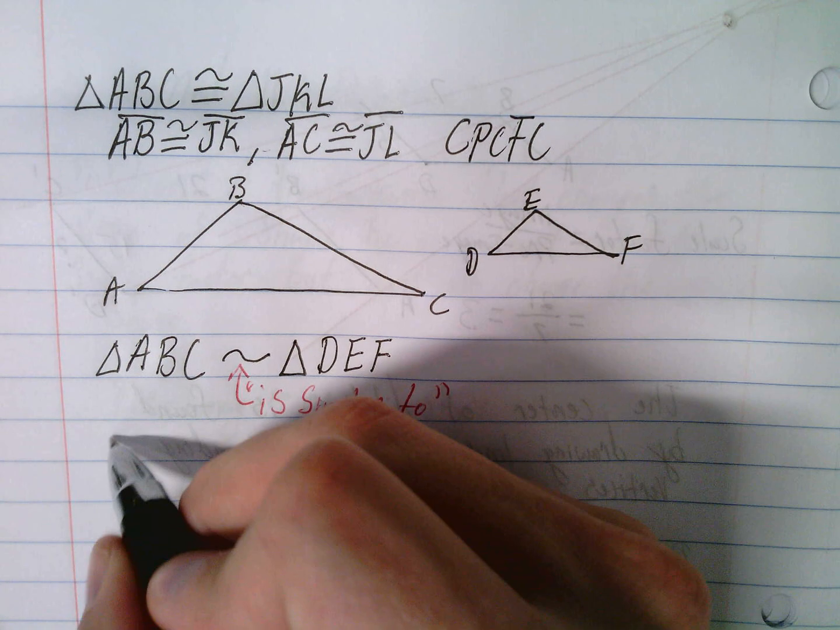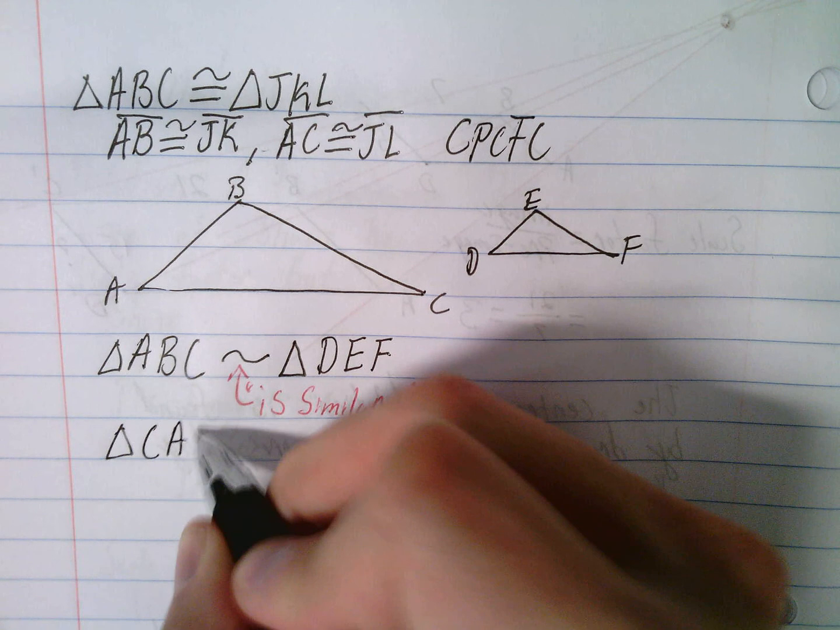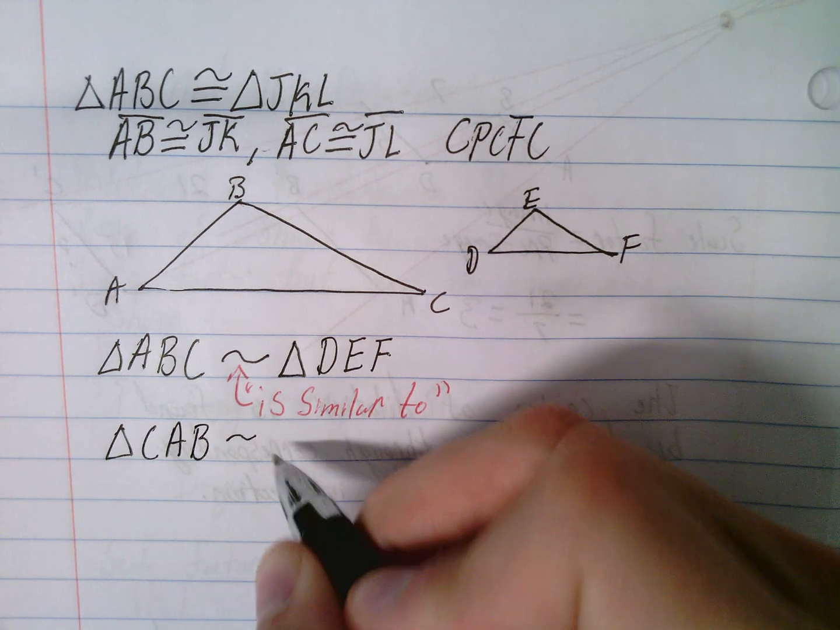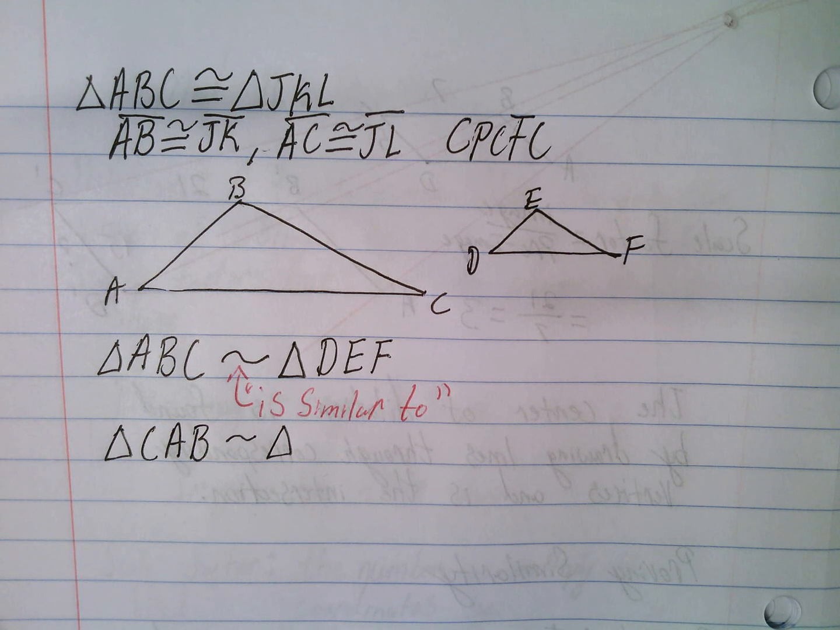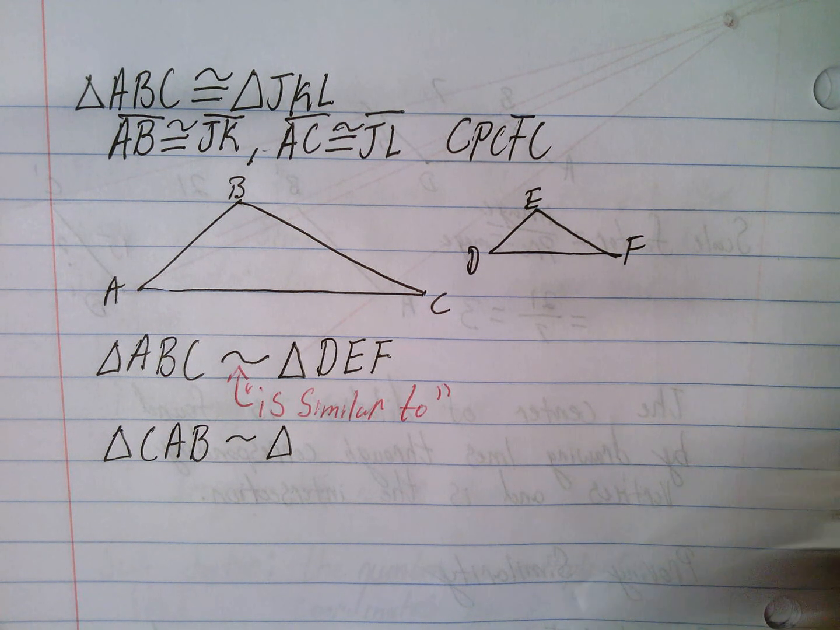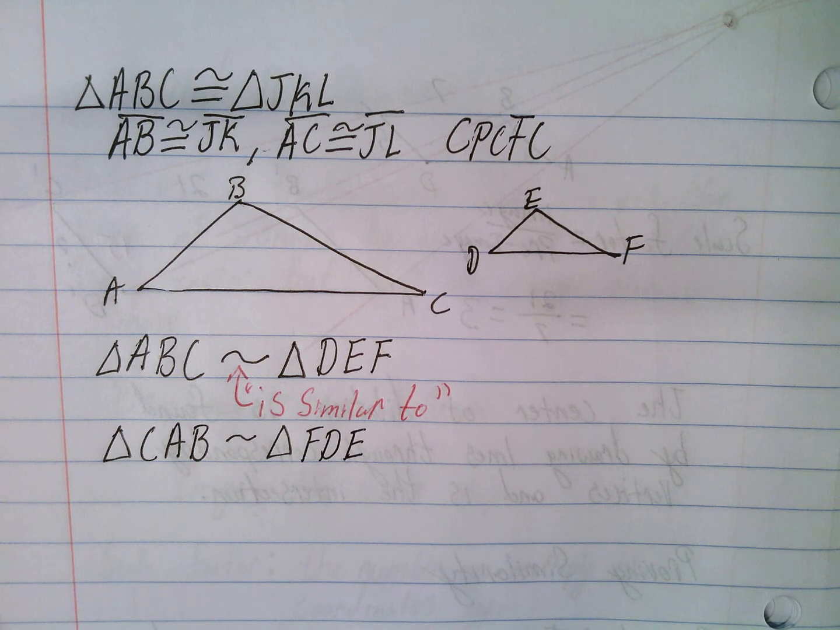Let's ask it like this. Triangle CAB is similar to which triangle? Gavin? FDE. Okay. So the things still need to correspond to each other. The angles still need to match up. The sides still need to correspond to each other.